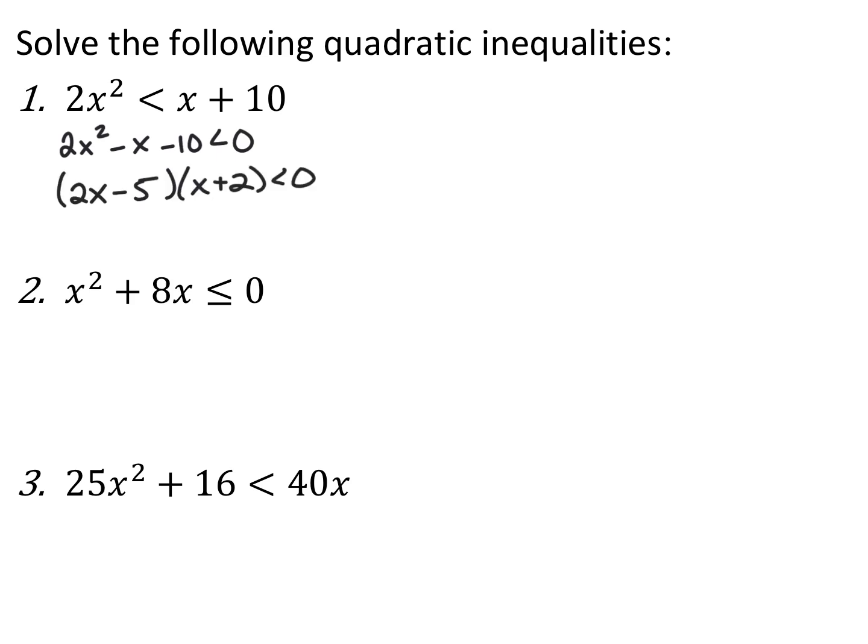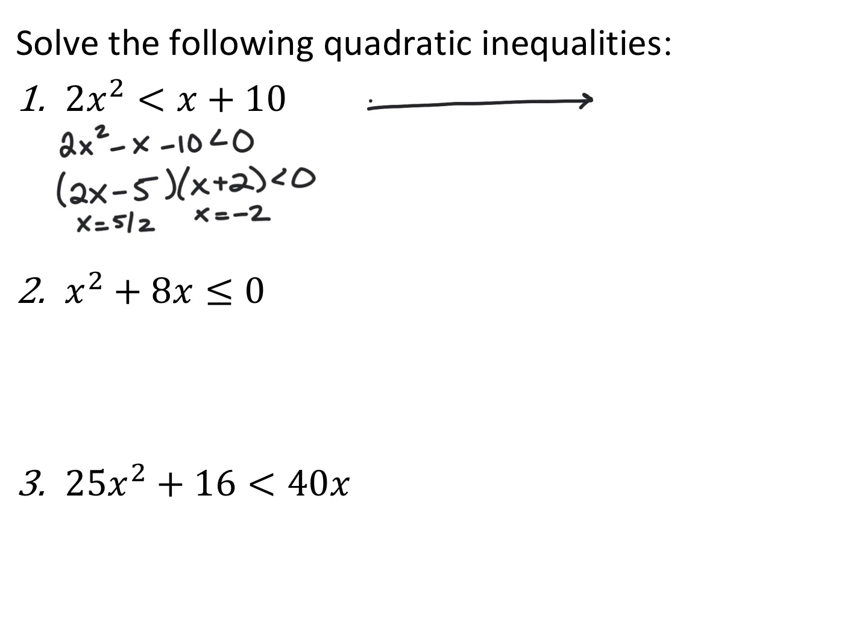So this thing factored into 2x minus 5 times x plus 2 is less than 0. And so now I want to find where it actually equals 0. So I'm going to solve both of these using the zero product property so that I get x is equal to 5 halves and x is equal to negative 2. And it's not less than, I'm just finding where it actually equals 0. So those are my two zeros, and that is where I'm going to put on my number line.